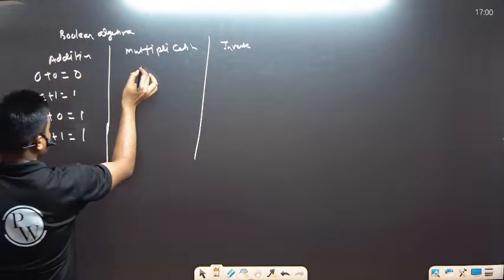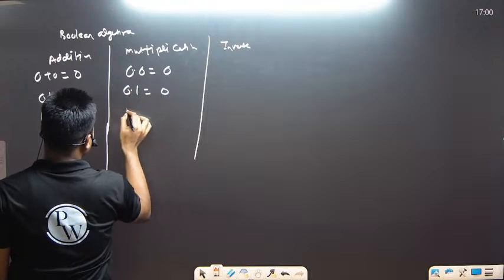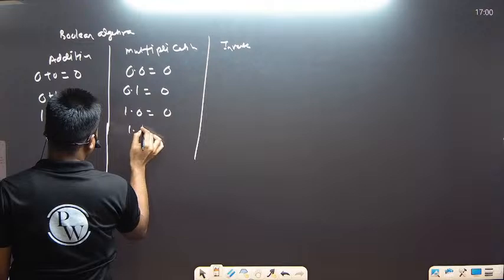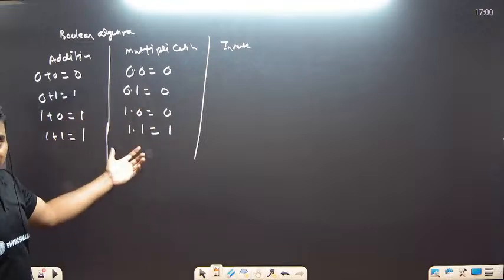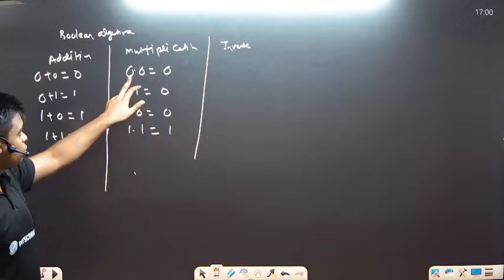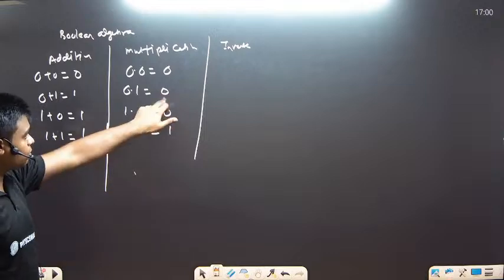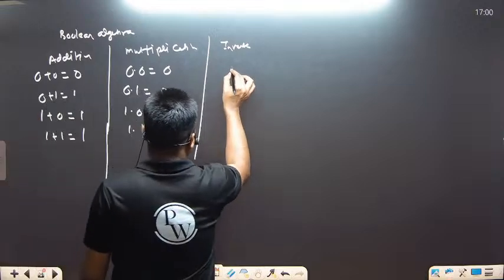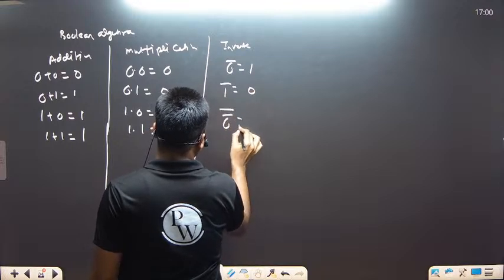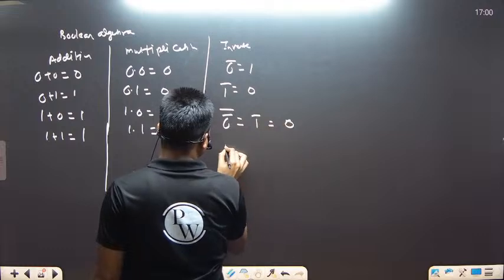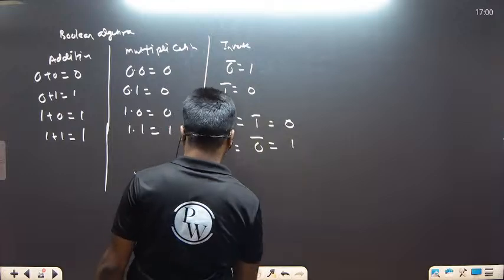Next, if we talk about multiplication, 0.0 is 0, 0.1 is 0, 1.0 is 0, 1.1 is 1. We have 2 inputs on the left hand side. If any one of them is 0, the final output will be 0. Like that, we have 0 inverse is 1, and 1 inverse is 0. 0 double inverse is 1 inverse, that is 0, and 1 double inverse is 0 inverse, that is 1.